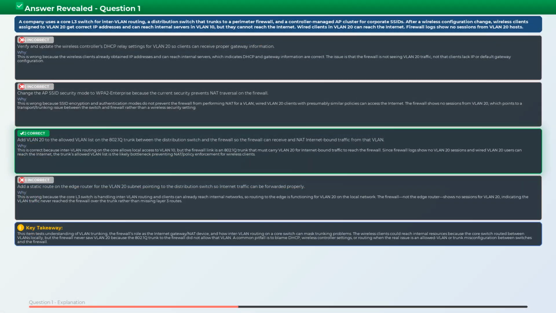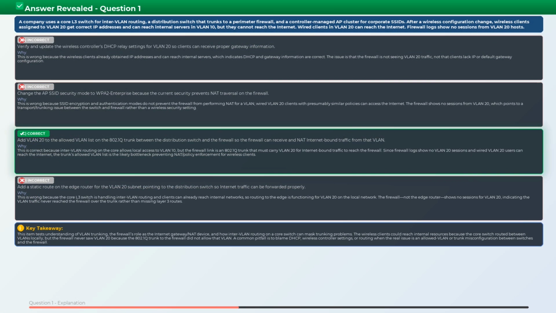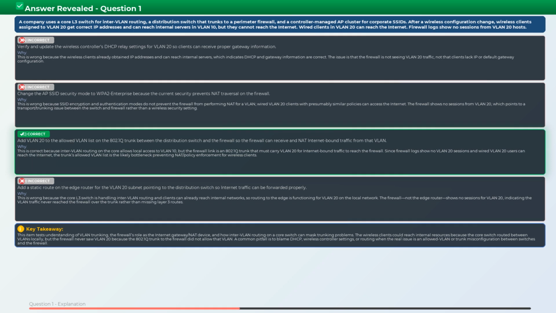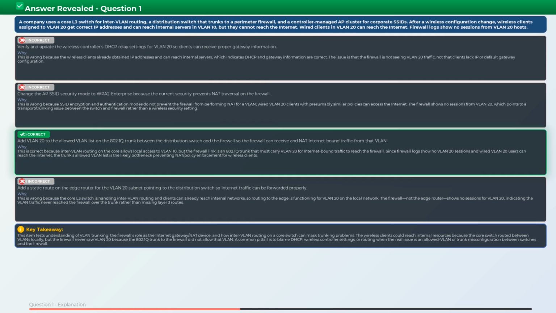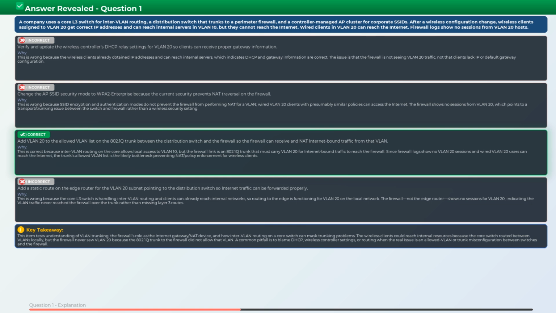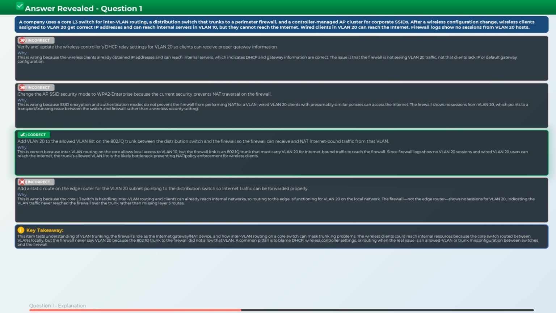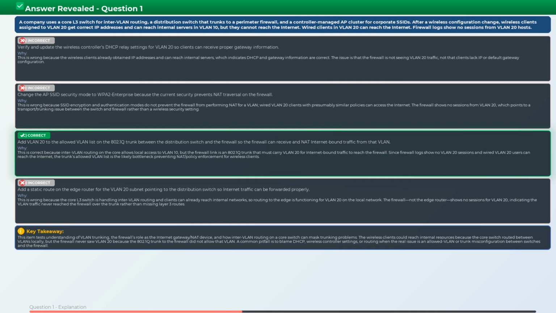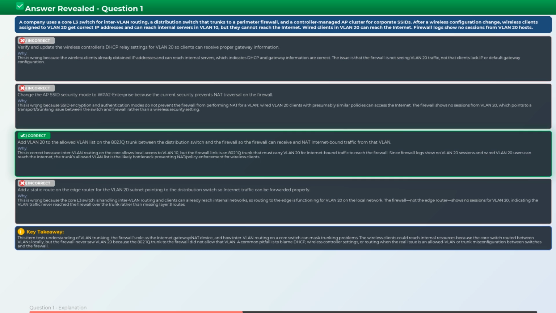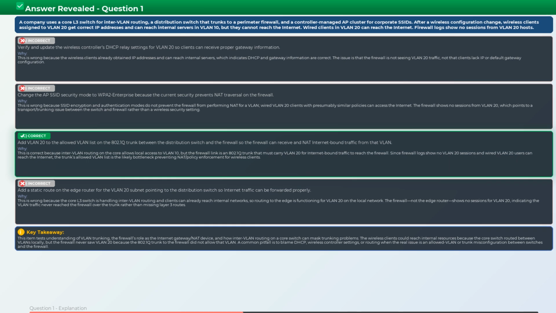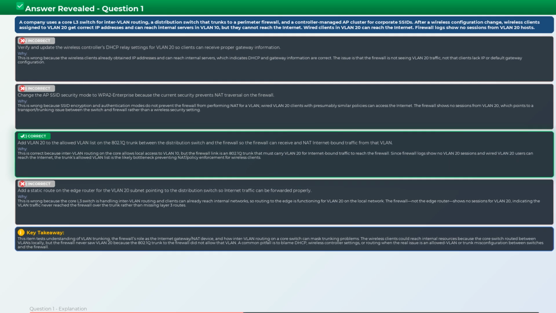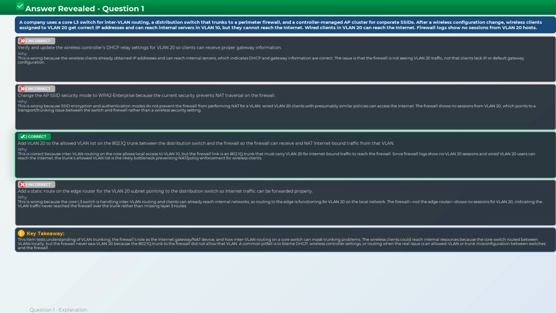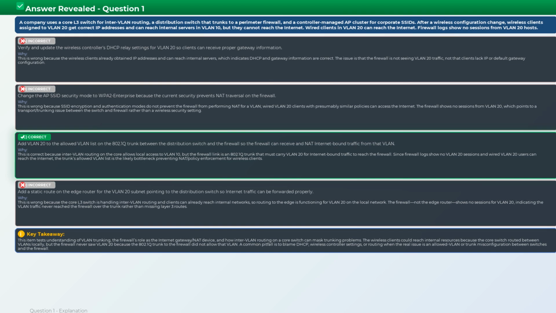The correct answer is C. This item tests understanding of VLAN trunking, the firewall's role as the internet gateway NAT device, and how inter-VLAN routing on a core switch can mask trunking problems. The wireless clients could reach internal resources because the core switch routed between VLANs locally, but the firewall never saw VLAN 20 because the 802.1Q trunk to the firewall did not allow that VLAN. A common pitfall is to blame DHCP, wireless controller settings, or routing when the real issue is an allowed VLAN or trunk misconfiguration between switches and the firewall.